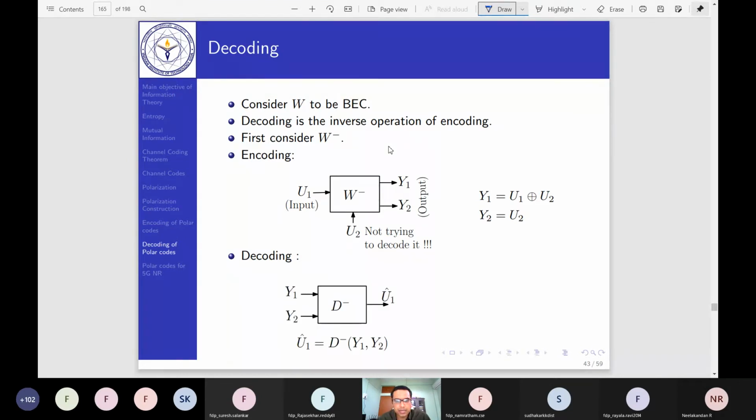The decoding rule I am writing as D minus. U1, U2 were the input to the channel, so Y1, Y2 are the input here on the decoder side.